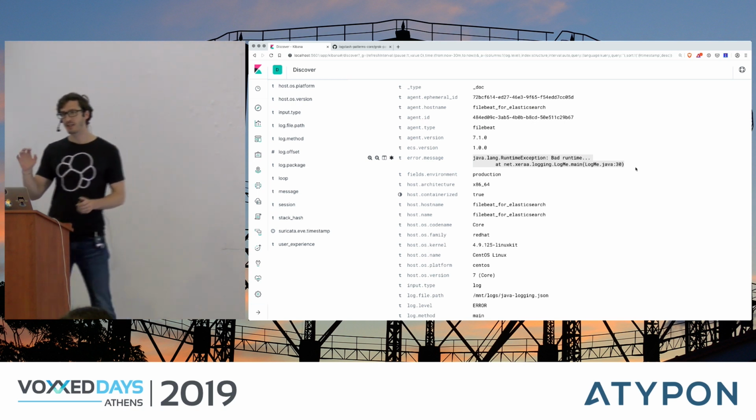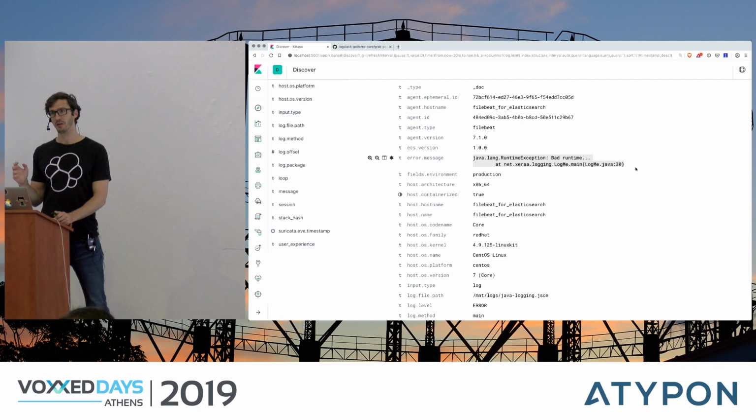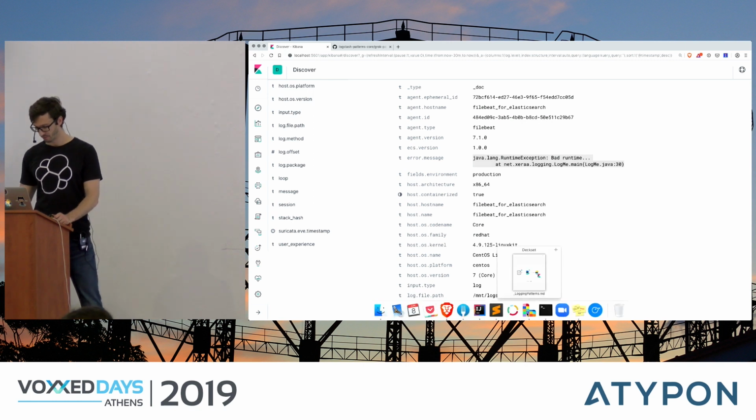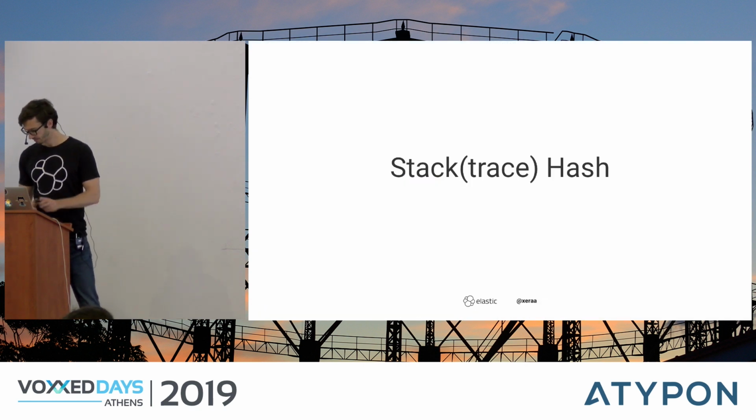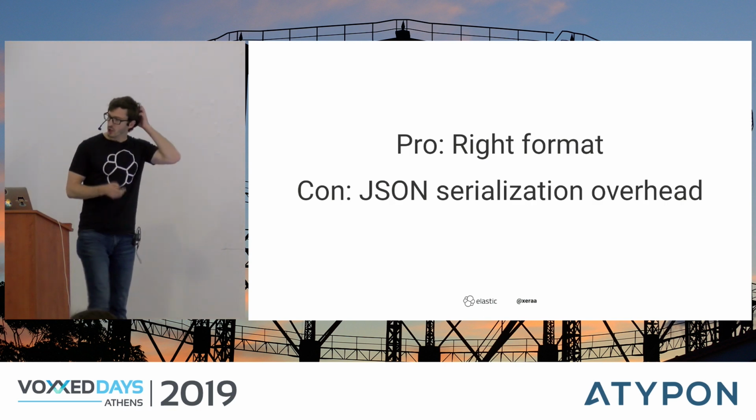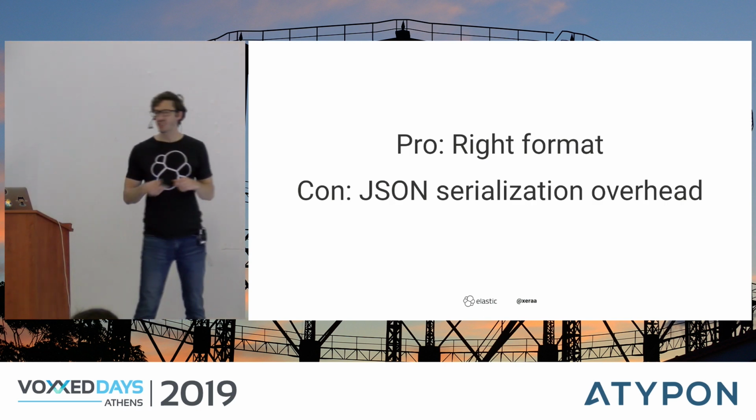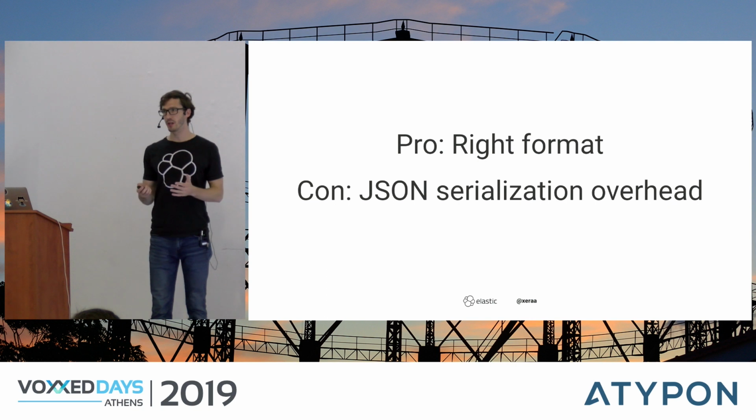Who is calculating that stack hash? The log appender. This is a feature of Logback. So my log appender is calculating the hash and just stores it in Elasticsearch. This is nothing we do in our stack. This is just part of the log appender that we're using here. Okay, so it's the right format. We just need some JSON serialization overhead, but mostly you can live with that.